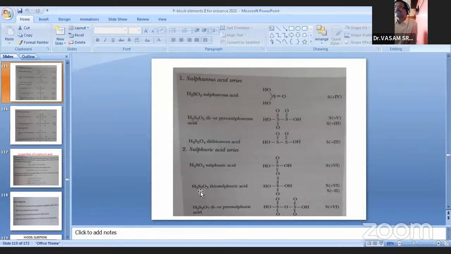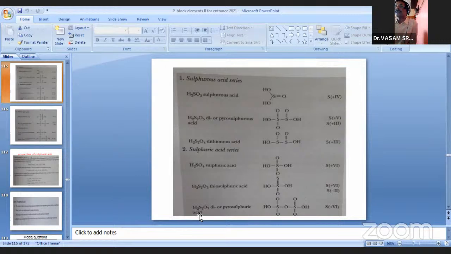And the next ic acid is H2S2O3, thiosulfuric acid, and this acid has one SO bond, one SS bond, and 2 SOH bonds present here. And here of the 2 sulfurs, the terminal sulfur exhibits -2 and the central sulfur exhibits +6. So the average is (+6 and -2)/2, that is +4/2, equal to 2. The average sulfur oxidation state is +2.